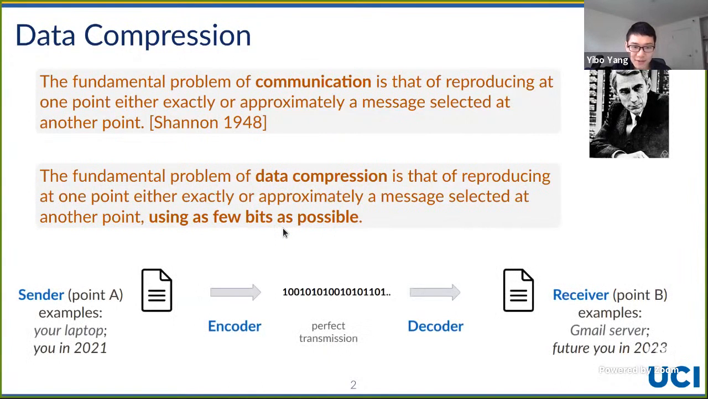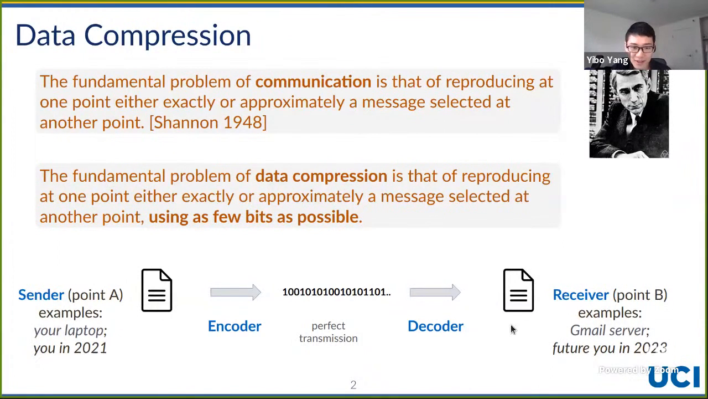So the picture you should have in mind is something like this. We have some sender, which is point A, that is trying to communicate or compress some message. It does so with an encoder or an encoding algorithm and creates a bit stream. We assume there's perfect transmission, so we don't lose the bits in this process. And then the decoder decodes this bit string back into the message at point B.